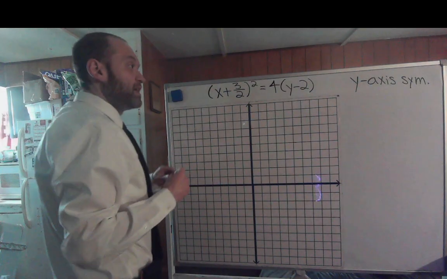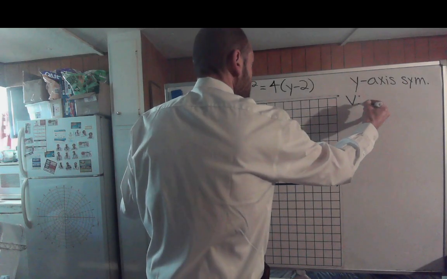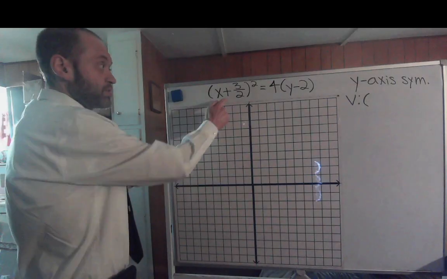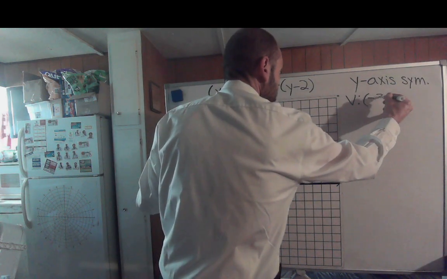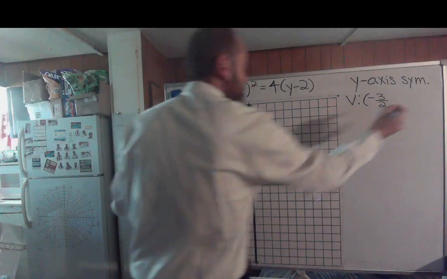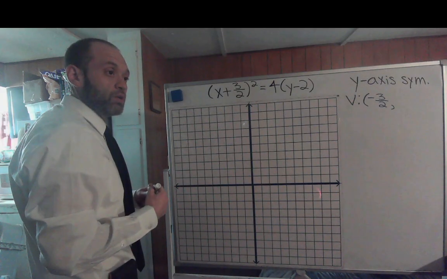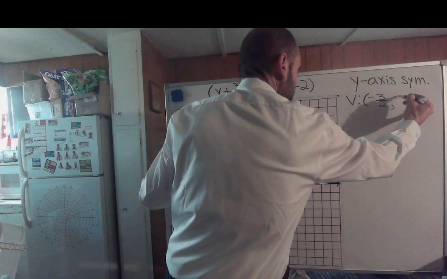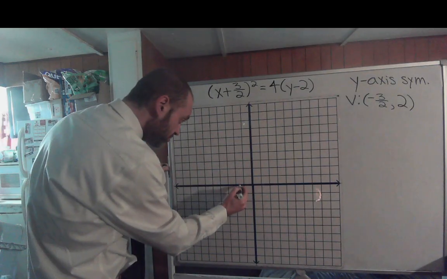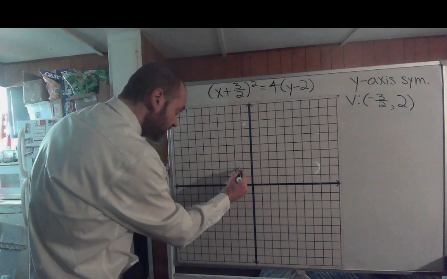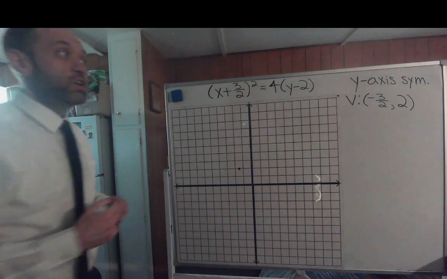Alright, so we've identified that. Now, what's the vertex? I'll take that x plus 3/2, set that equal to 0, I'll get x equals -3/2. So that's my x coordinate of the vertex. Now what about my y coordinate? I'll take that y minus 2, set it equal to 0. You just get y equals 2. So the vertex can be found at -3/2, 2, which would be right up here. There's -3/2, 2.